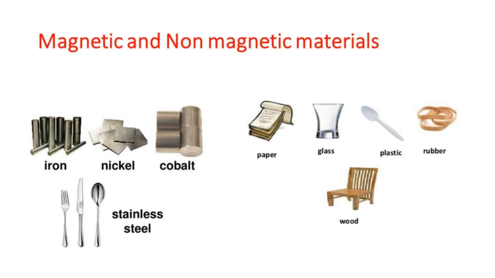Magnetic and non-magnetic materials. Substances which are attracted by a magnet are called magnetic substances. Iron, copper, nickel are magnetic substances. Substances which are not attracted by a magnet are called non-magnetic substances. Paper, plastic, rubber, wood are called non-magnetic substances.